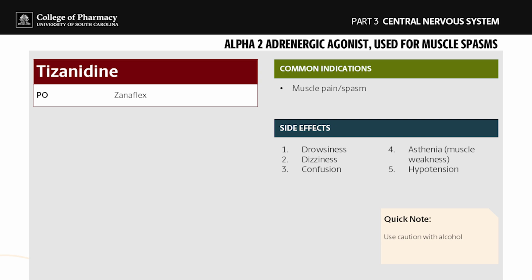Alpha-2 adrenergic agonist used for muscle spasms. Tizanidine is the generic name for the brand name Zanaflex. It is used for muscle pain or spasm, and some of the side effects would be drowsiness, dizziness, confusion, hypotension, and muscle weakness. And this too should be cautioned with alcohol use.